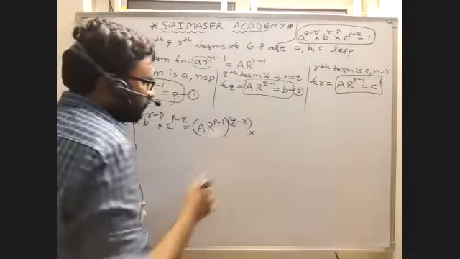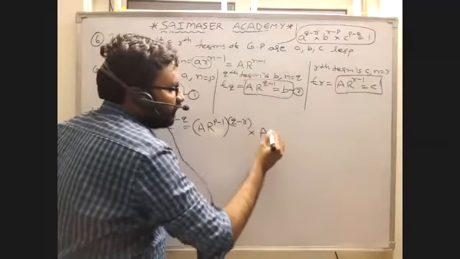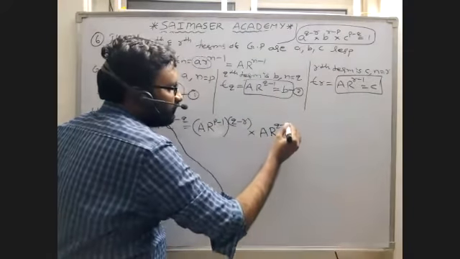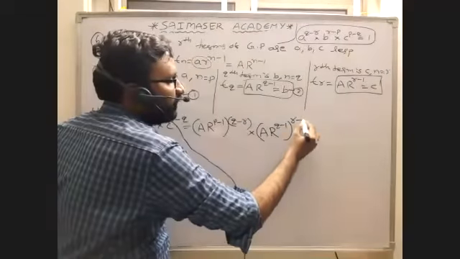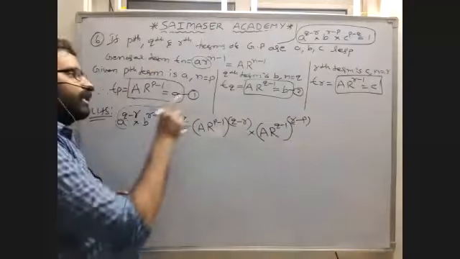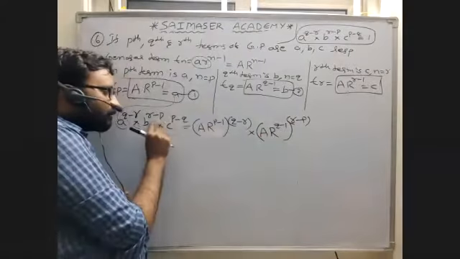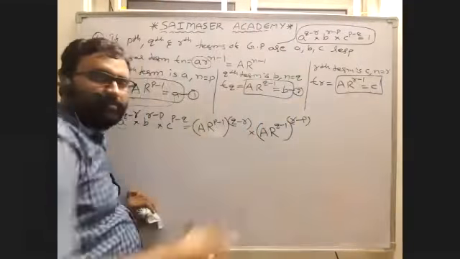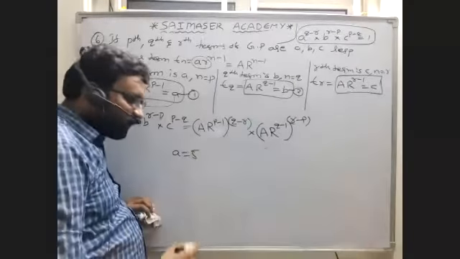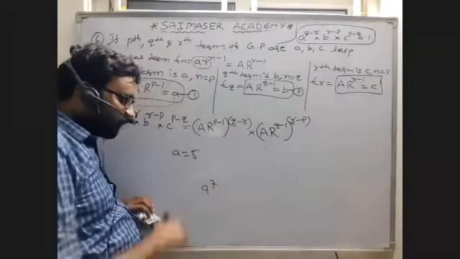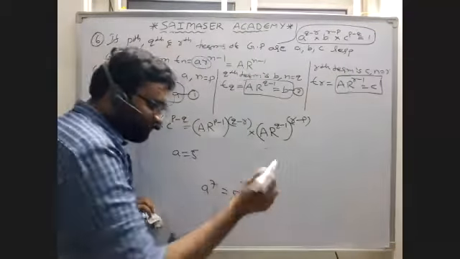Into b. What is the b value? This is the b value: a r power (q minus 1). This is b, and the power (r minus p) is again there. See, in place of b, I am writing the b value, and I am writing the power as it is. Understand? Suppose a equal to 5 and a power 7 is there. The a value is 5, so we will write 5, and the power is the same as it is. We will not change the power.